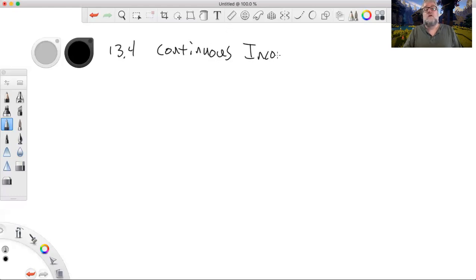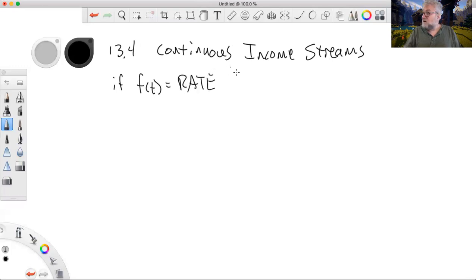Continuous income streams. So this is like if you buy a gas station or something, how much income comes in. And problems will say if something, f of t, is the rate of the flow of income.